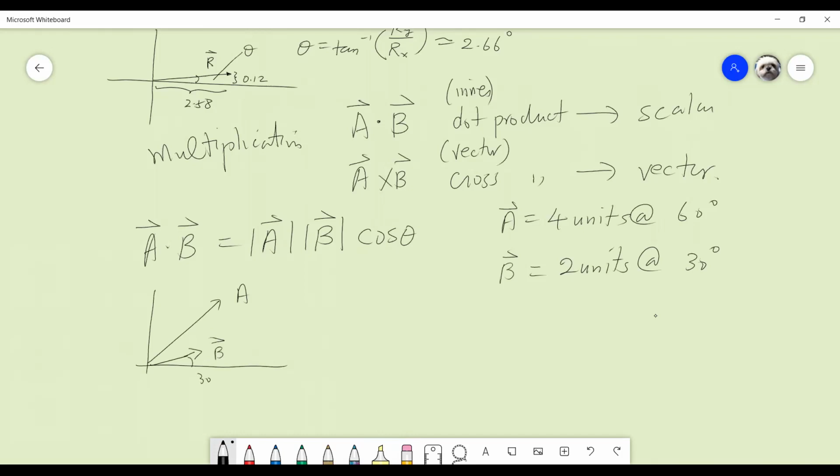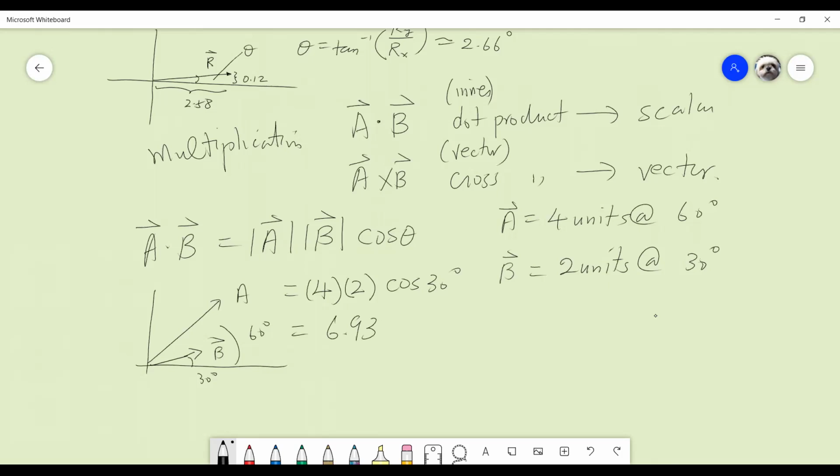Here will be 30 degrees, right? Here will be 60 degrees. So what's A dot B? A dot B is the magnitude of A, 4, times the magnitude of B, 2, and cosine. What is the angle between A and B? 30 degrees, right? So if you calculate that, that will be cosine 30 times 8, right? So it will be 6.93. Good, which is a number.